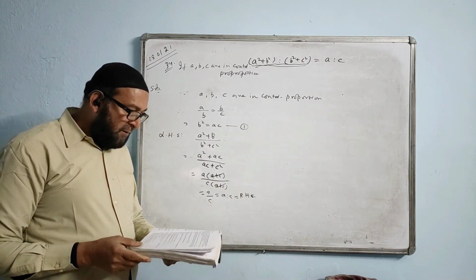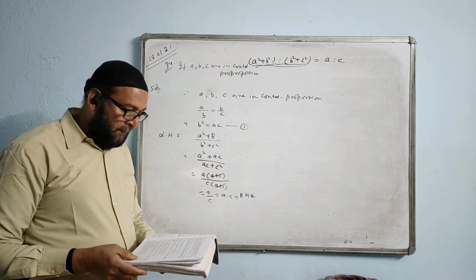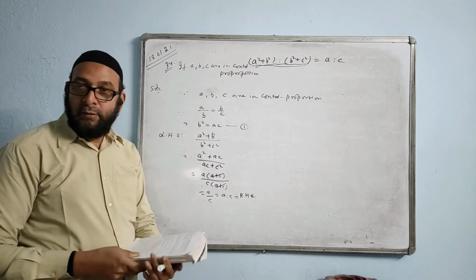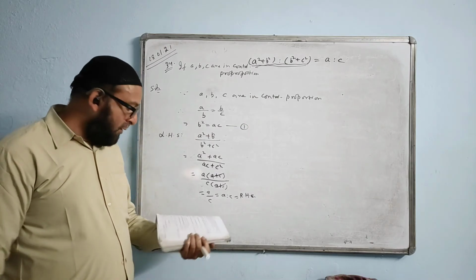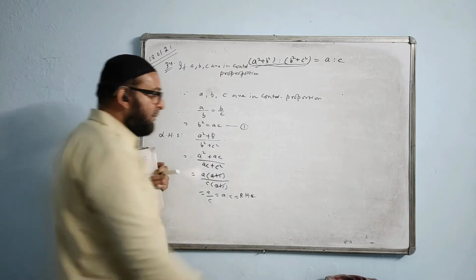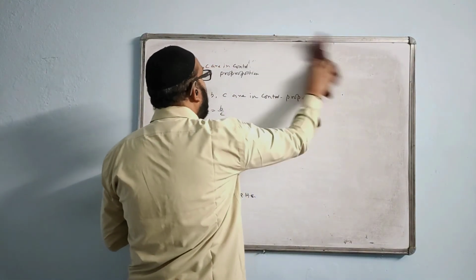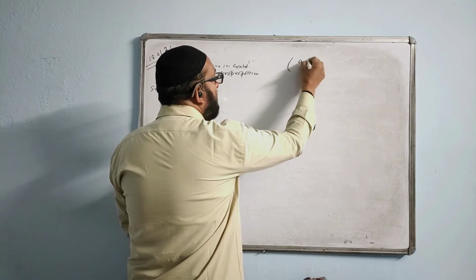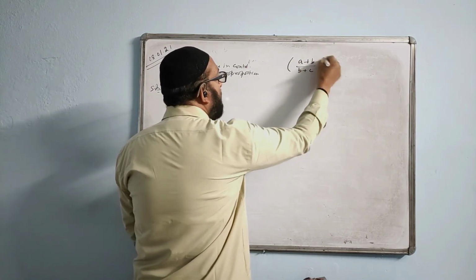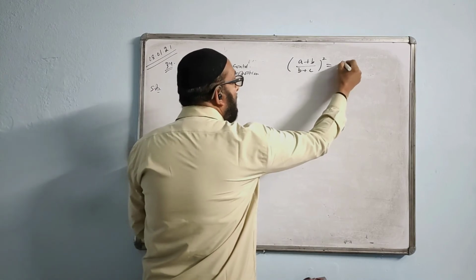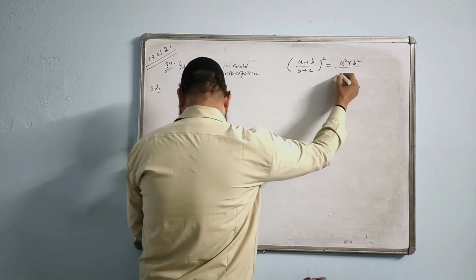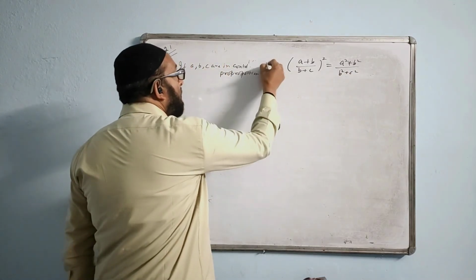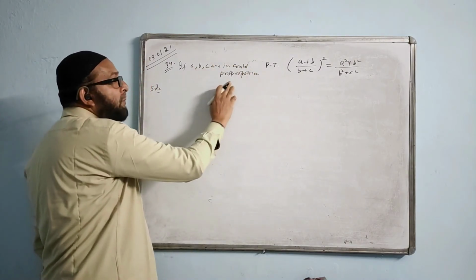So we have another question, number 35. Number 35 also says the same. If A, B, C be in continued proportion, prove that A plus B by B plus C whole square equals A square plus B square by B square plus C square. Question says this now.